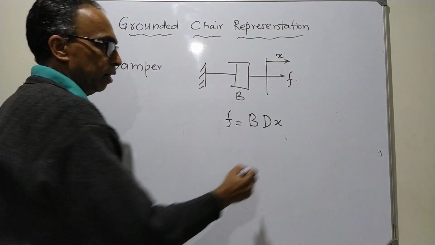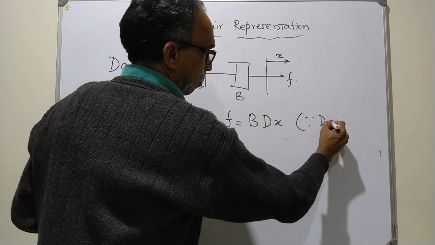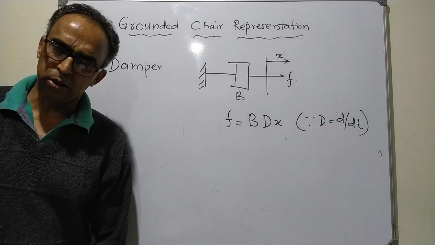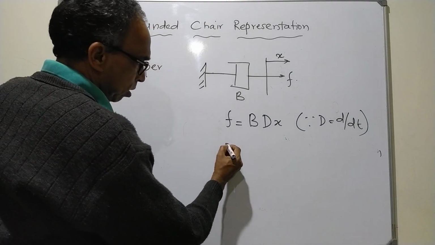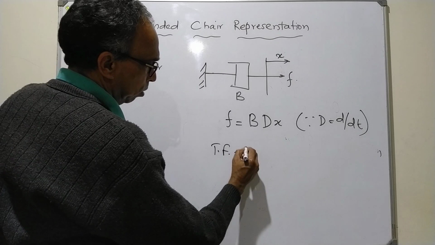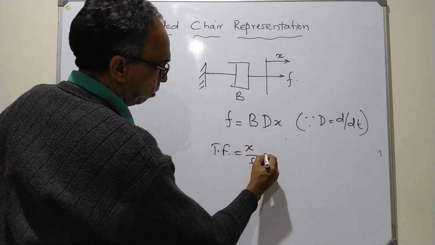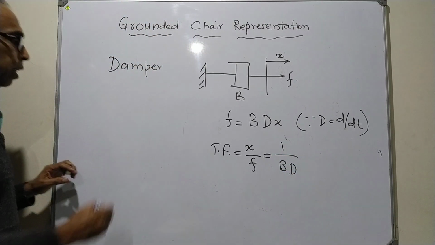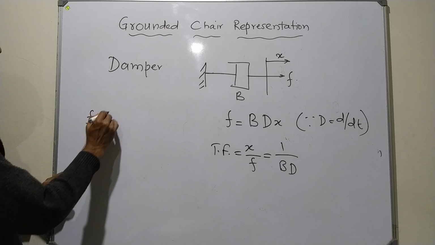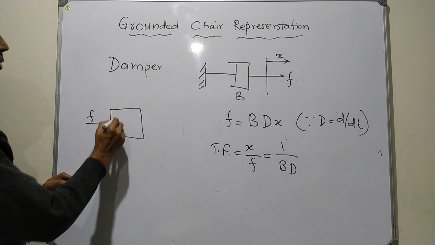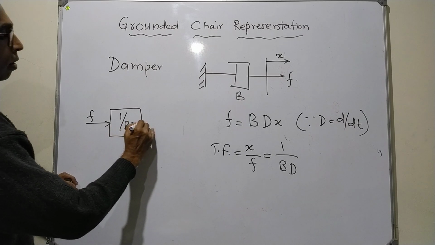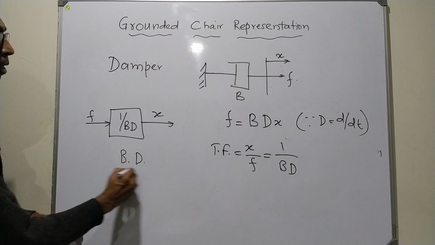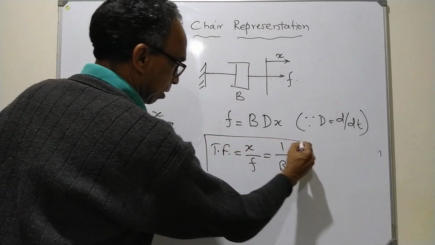What is this D? D is nothing but d by dt. This we call it as operator form. Dx is nothing but velocity v. And the transfer function, what is the output? X is the output, F is the input, and the transfer function was 1 upon BD. And how was the block diagram representation? Input is F multiplied by 1 upon BD gives me X. This was the block diagram representation, and this is the transfer function.